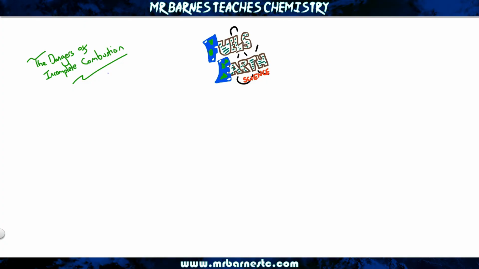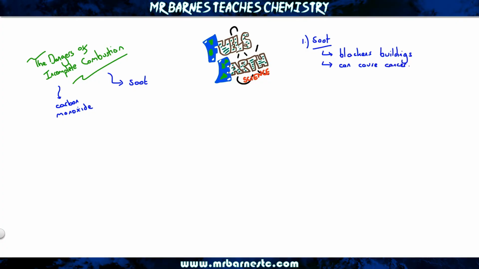So we've now talked about how you can write word equations and balanced equations for combustion. We now need to talk about the dangers of incomplete combustion. And there are 2 major ones, which are the products that are different to complete combustion: soot and carbon monoxide. If we start off with soot, that's the easy one. It blackens buildings so they don't look as nice, and it also can cause cancer. It's carcinogenic.